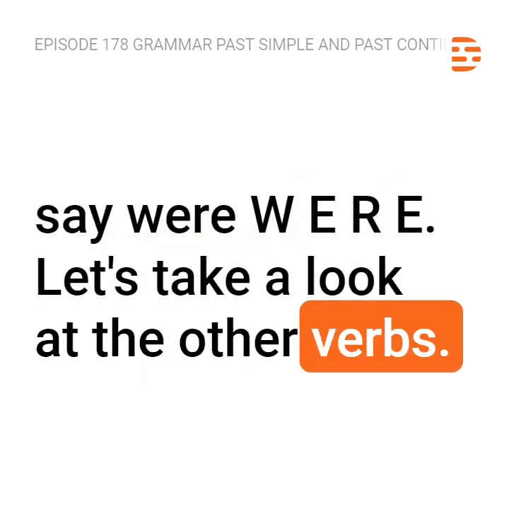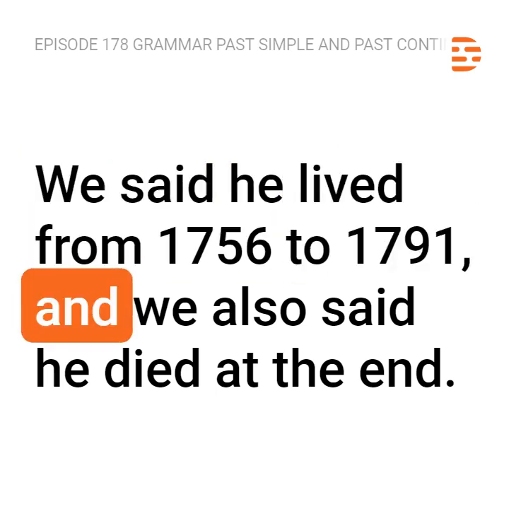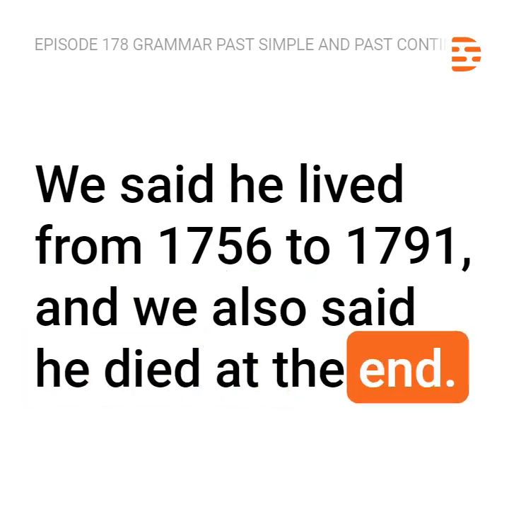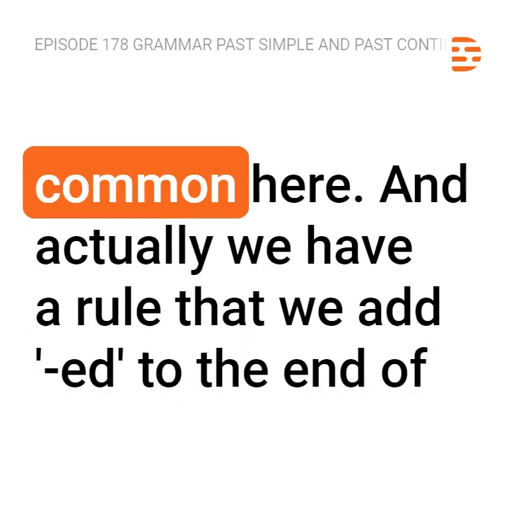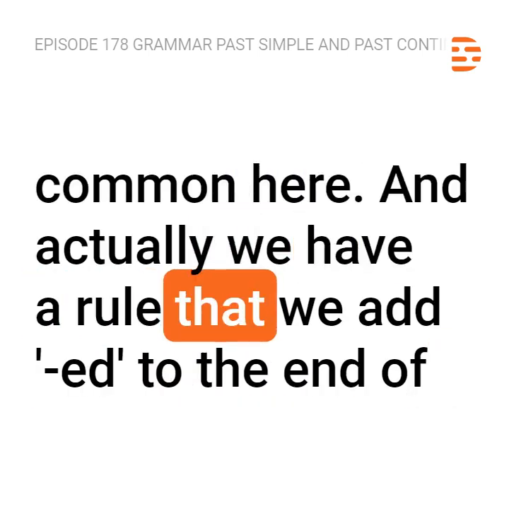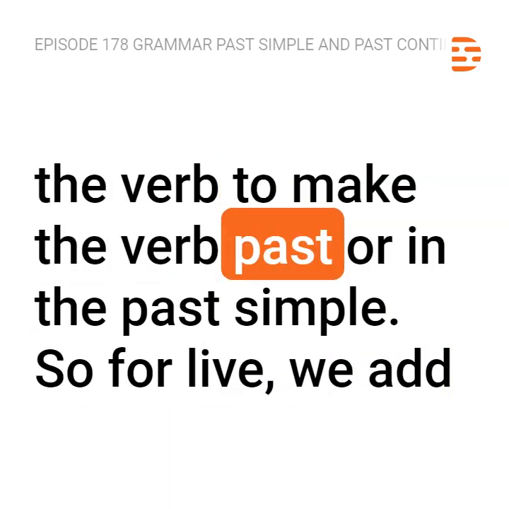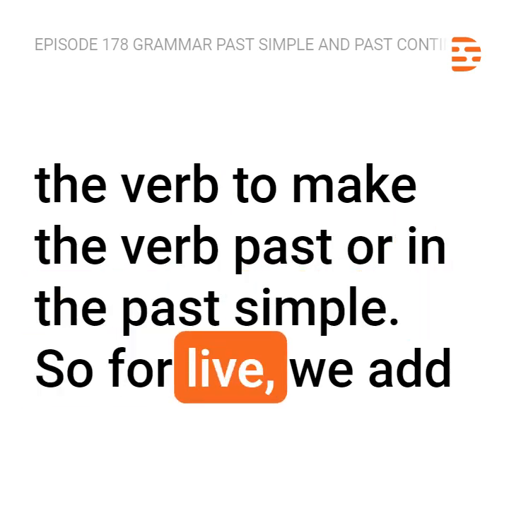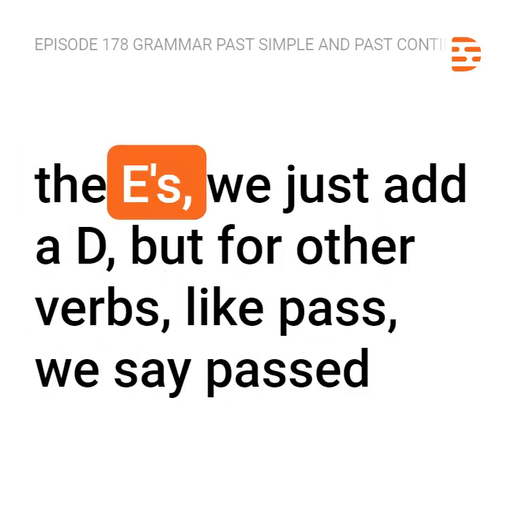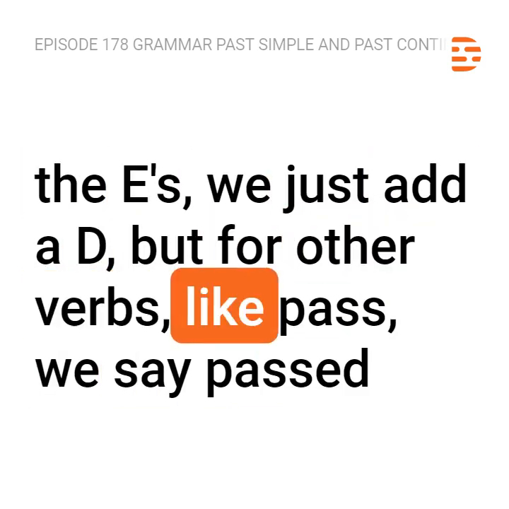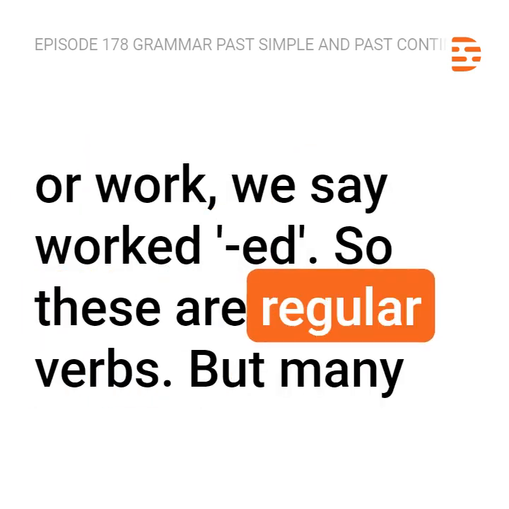Let's take a look at the other verbs. We said he lived from 1756 to 1791, and we also said he died at the end. He was only 35 years old when he died. So we have something in common here, and actually we have a rule that we add ed to the end of the verb to make the verb past, or in the past simple. So for live, we add ed, obviously, because there is an e at the end, so we don't double the e's, we just add a d. But for other verbs like pass, we say passed, or work, we say worked, ed. So these are regular verbs.